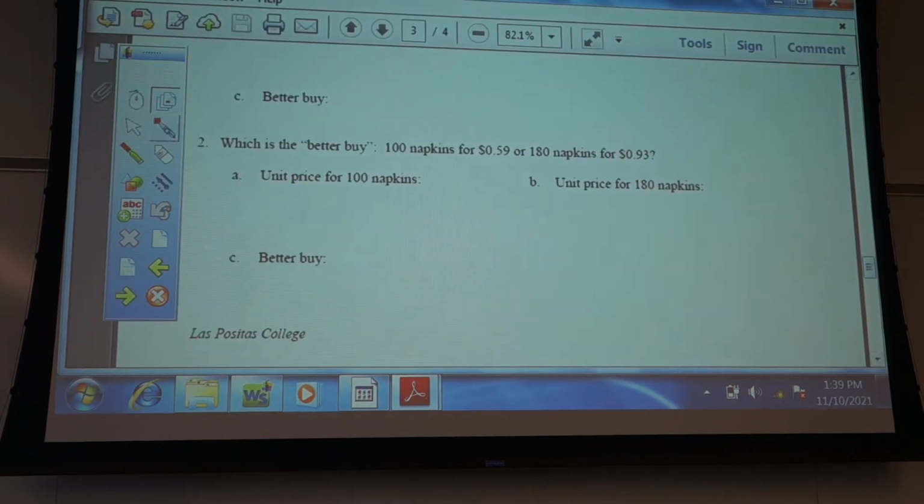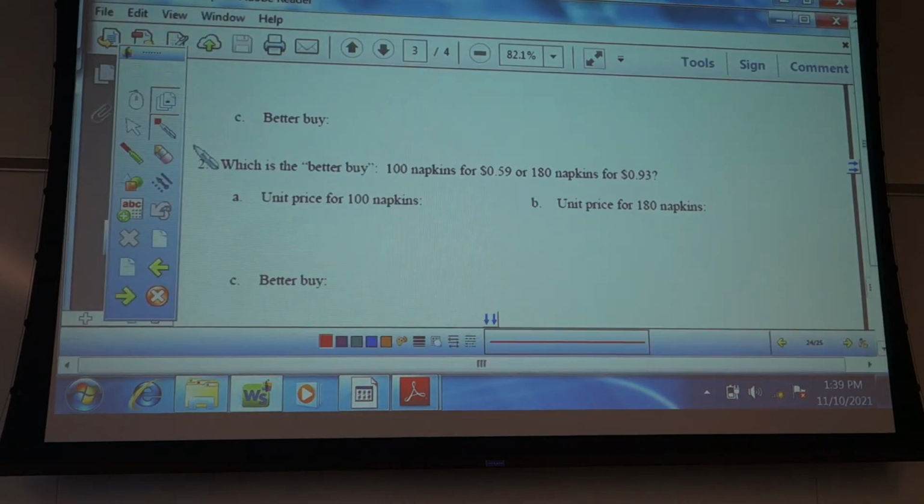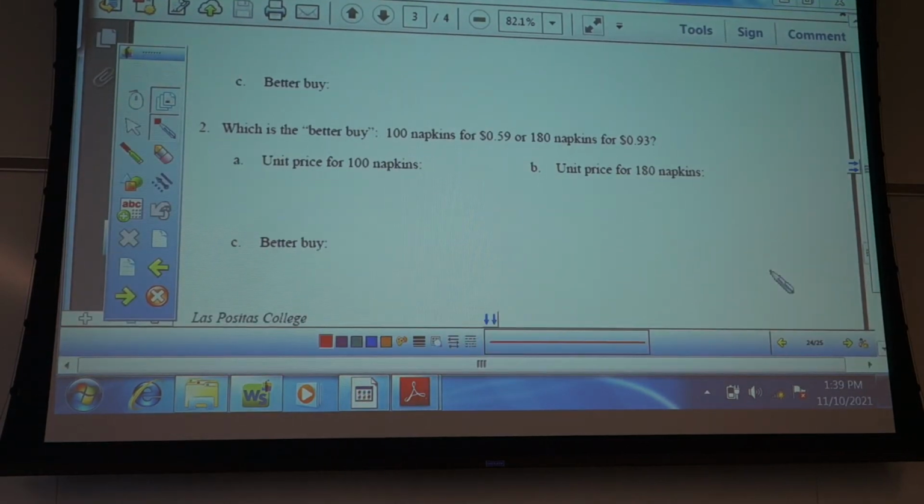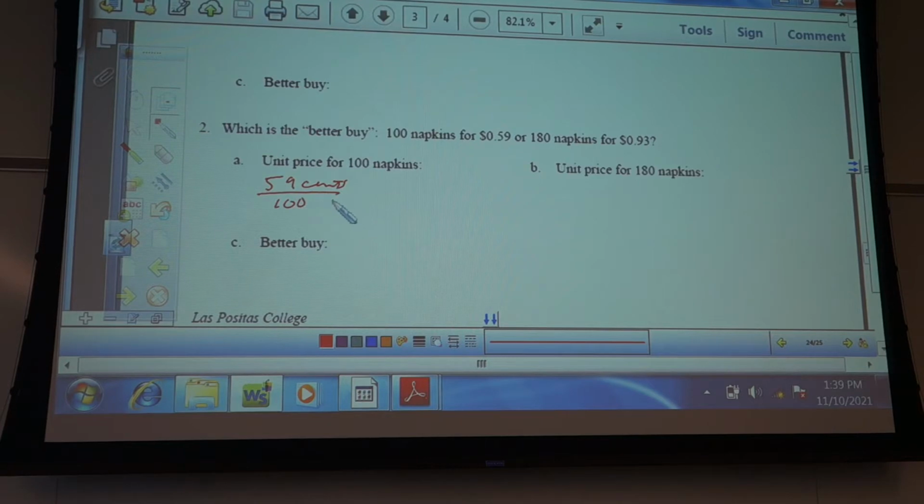All right, so same one here. Do the same thing. And just do cents. Just do 59 cents. It's just easier. 59 cents for 100 napkins. 93 cents for 180 napkins.